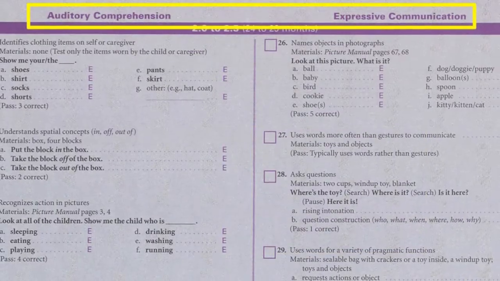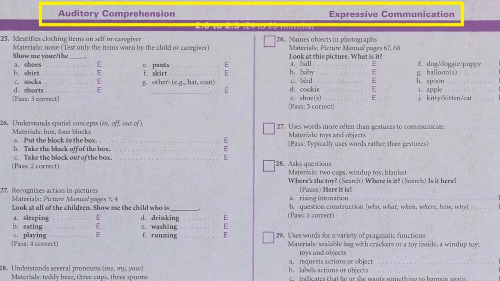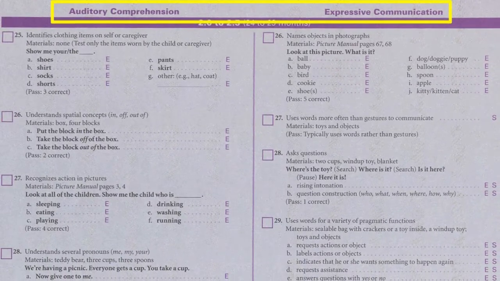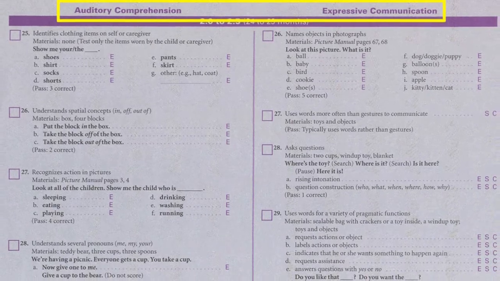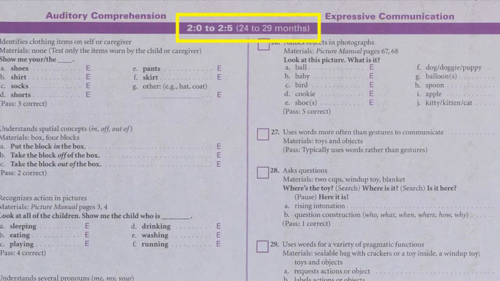The record form divides the testing into auditory comprehension on the left and expressive communication on the right. The record form starts from birth to 2 months and continues to 6 years, 11 months in page order. You can see that the age that corresponds to this testing is 2 years, 0 months to 2 years, 5 months.